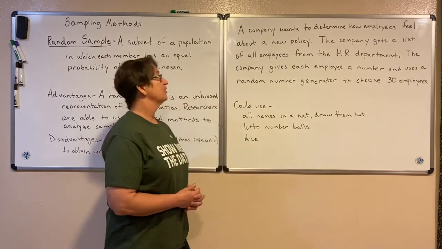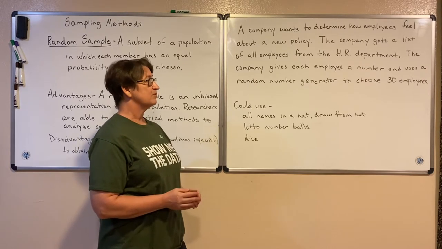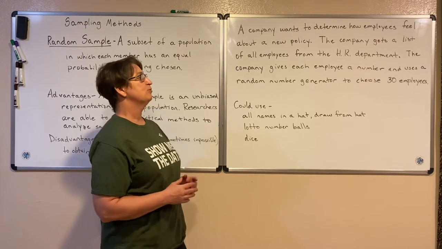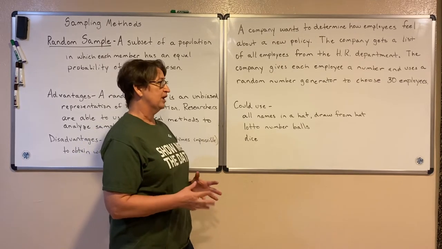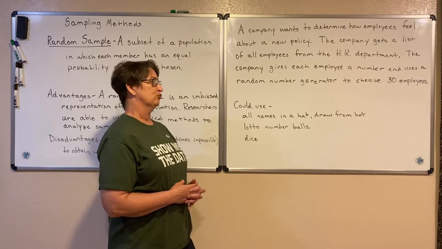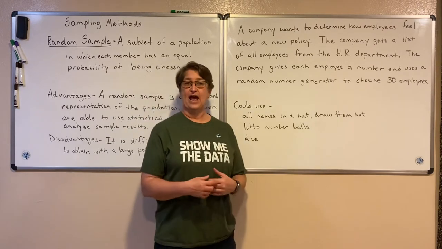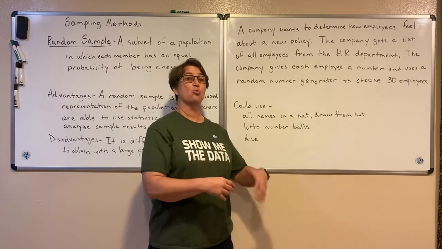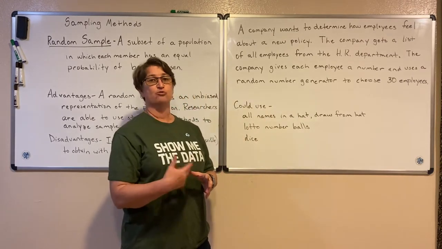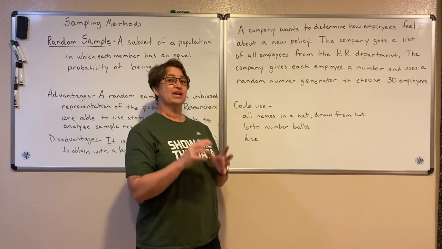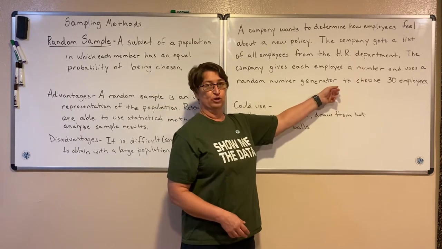Here's an example though. A company wants to determine how employees feel about a new policy. The company gets a list of all employees from the human resources department. The company gives each employee a number and uses a random number generator to choose 30 employees to ask questions of. So notice that every employee had a number, and then a random number generator, a computer, or sometimes you can have those on your phone, chooses an actual random number, and that's the way those employees were chosen.